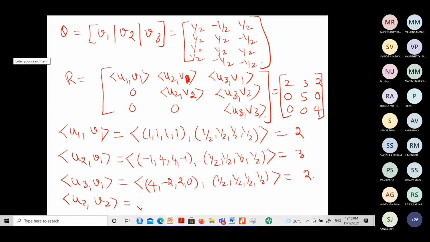U2 is already here, V2 is also here. Minus 1 by 2, 1 by 2, 1 by 2, minus 1 by 2. This is 1 plus 2, 3. This is 1 by 2 plus 4 by 2, 5 by 2. 5 by 2 plus 4 by 2, 9 by 2 plus 1 by 2, 10 by 2, 5. Correct. Good.